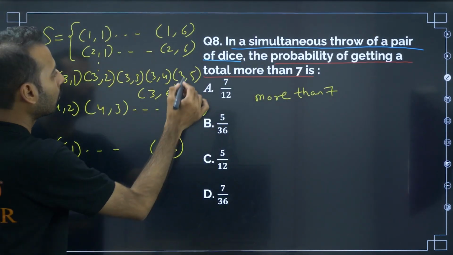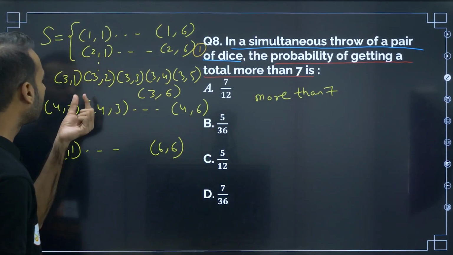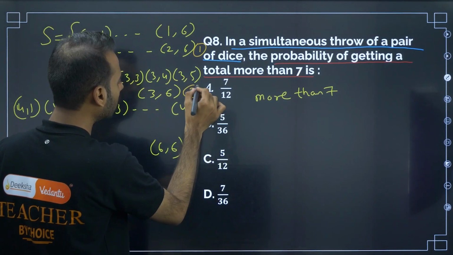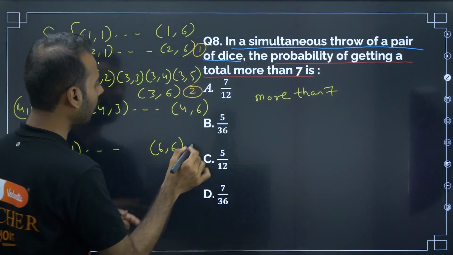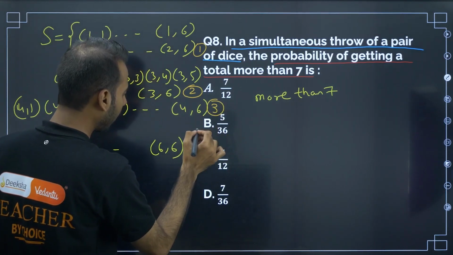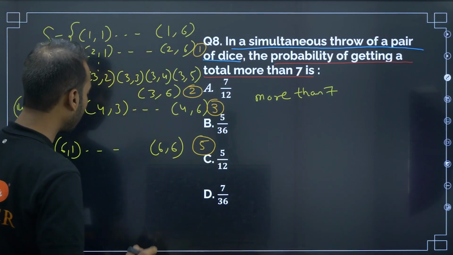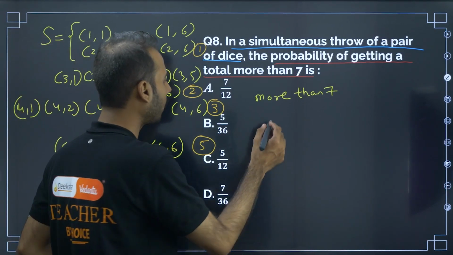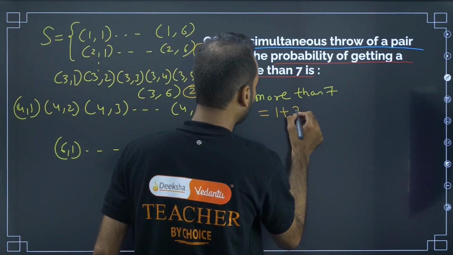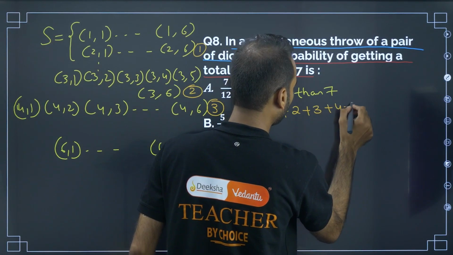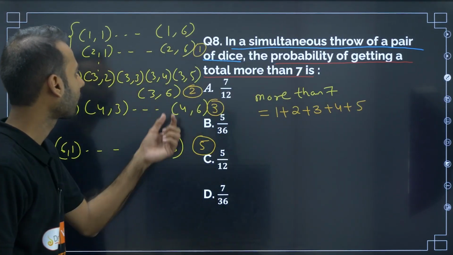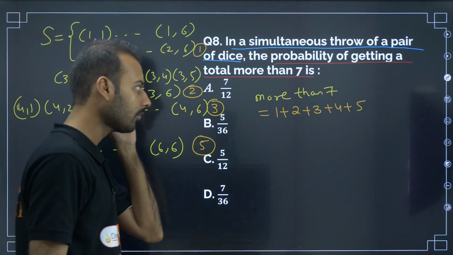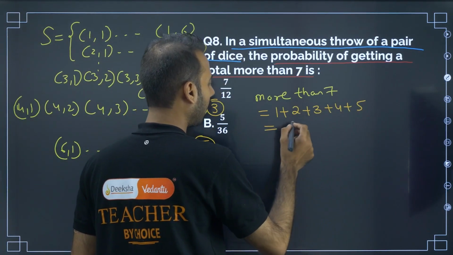Here 2 comma 6, only 1 you will get. Next here if you observe 3 5, 3 6, here you will get 2. For 4 1 here you will get 3, and in the same way finally you will get 5 here, because 6 2, 6 3 and so on. So more than 7, how many? 1 plus 2 plus 3 plus 4 plus 5. See, in this row 1, in this row 2, this row 3. So what is this? 5.